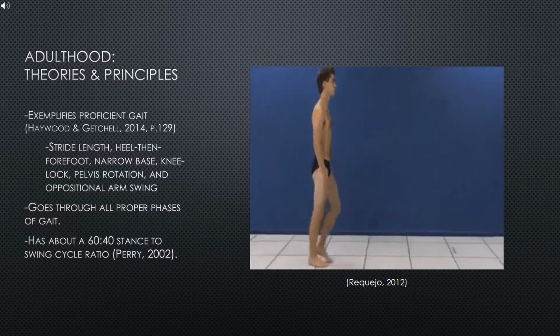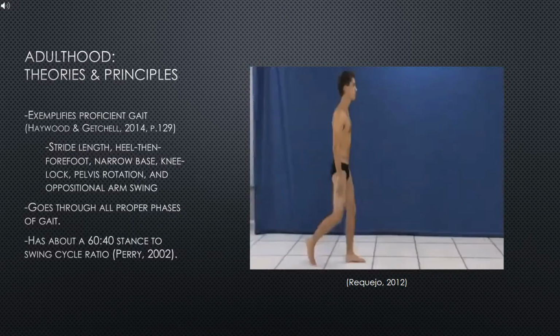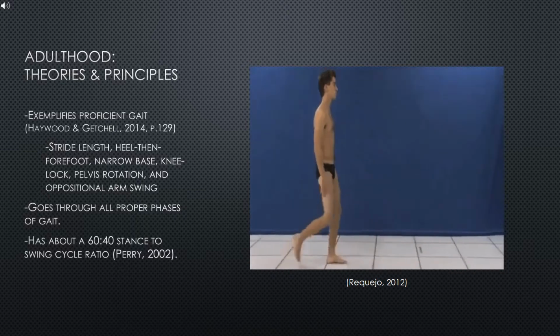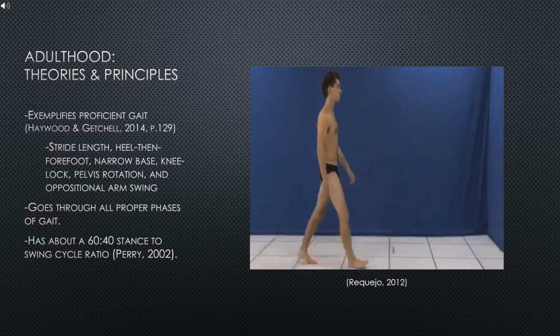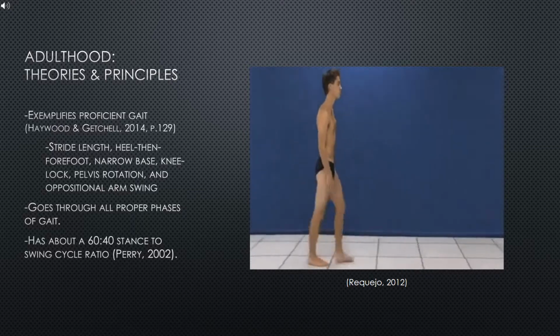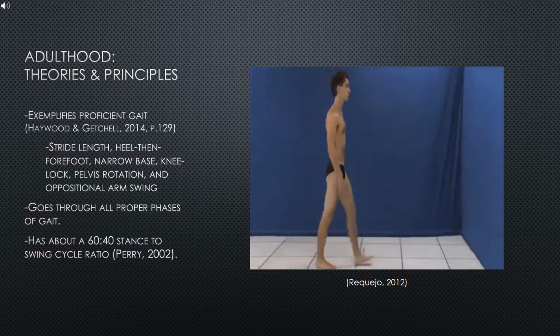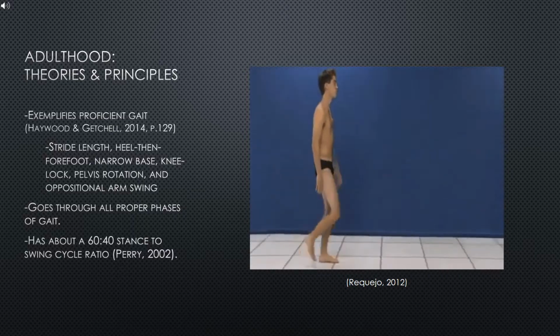He goes through all the proper phases of gait, and he has about a 60 to 40 stance to swing cycle ratio, which, according to Dr. Perry in his article, was a very good and very normal range, and so he qualifies for that, which then qualifies him as being an adult with proficient gait.